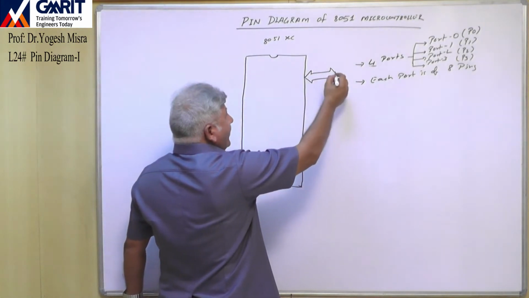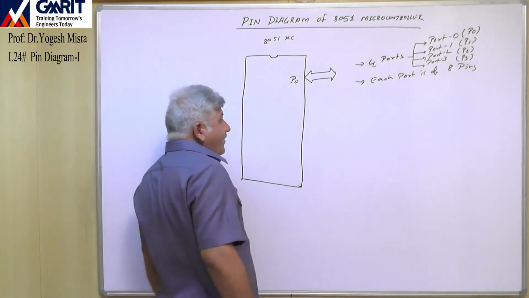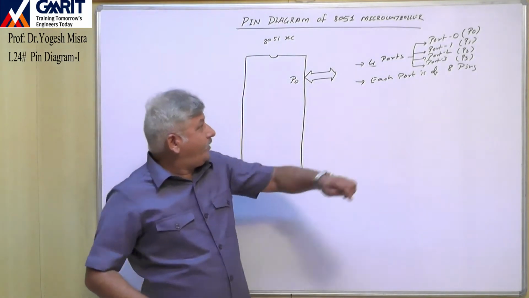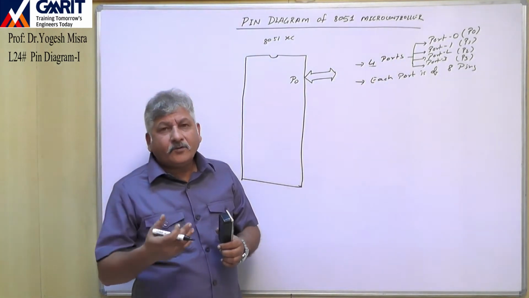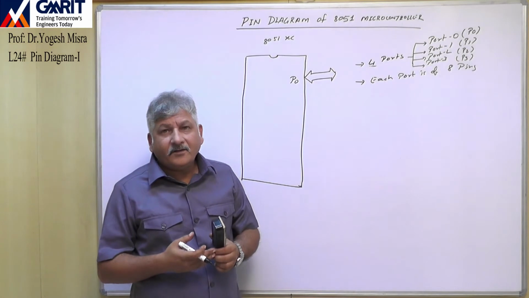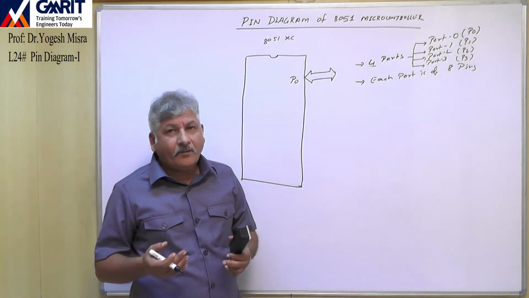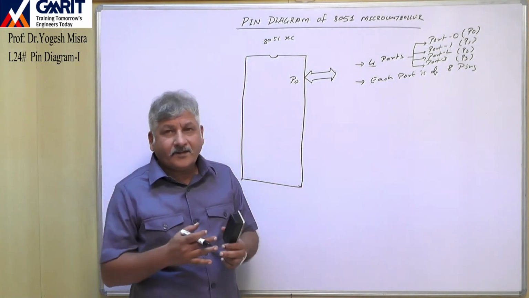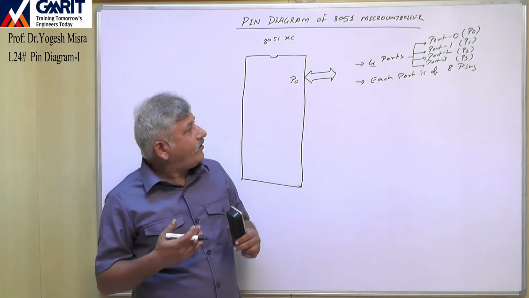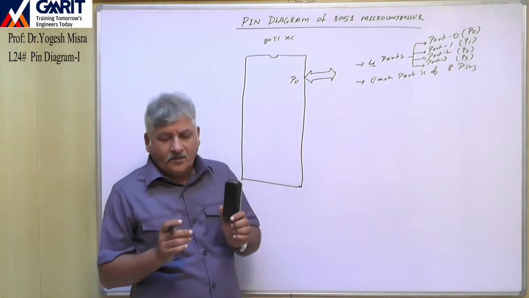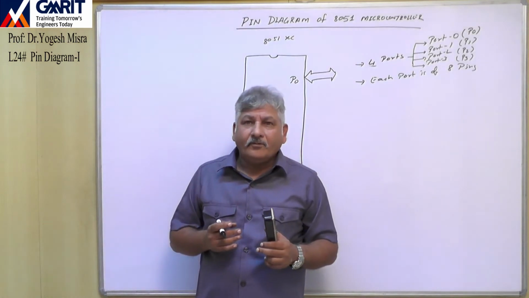These are bidirectional. So this is port 0. These ports can act as an input port or an output port. So as a programmer or as a developer of a system, you can use any pin of any of these ports as an input pin or output pin.